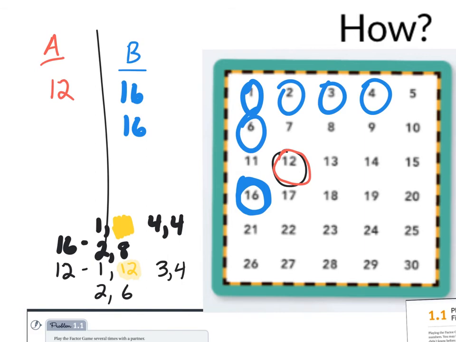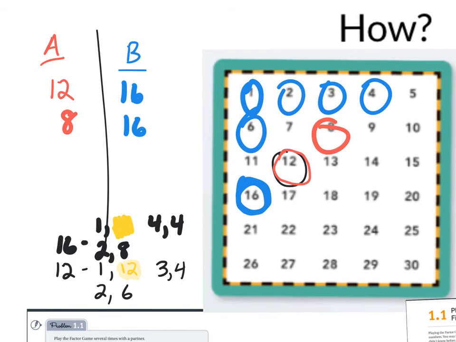So person A should circle, can they circle 1? No, because 1's taken. Can they circle 4? No, because 4's taken. Can they circle 2? No, but they can circle 8. So they can have 8, and that would be their score. And then it's person A's turn again. So you go back and forth.